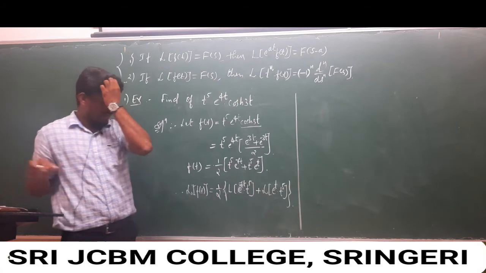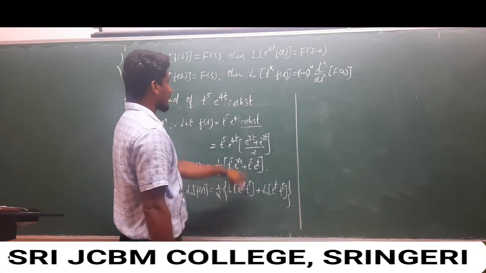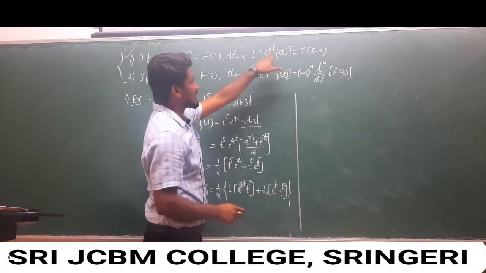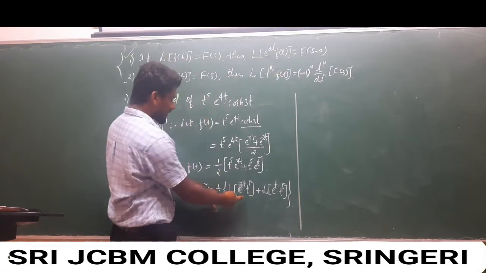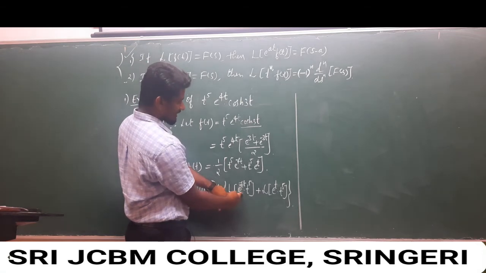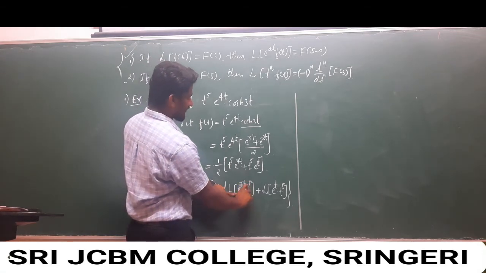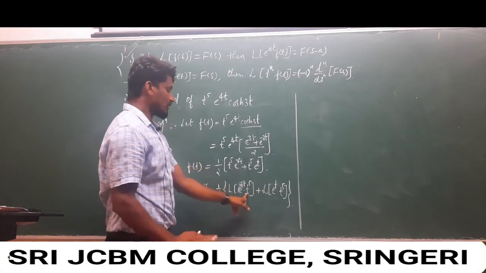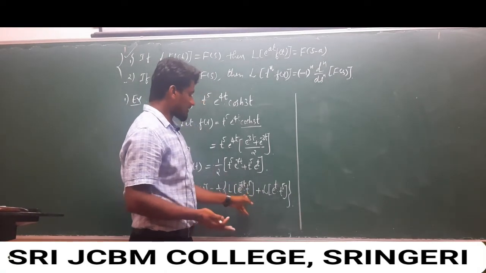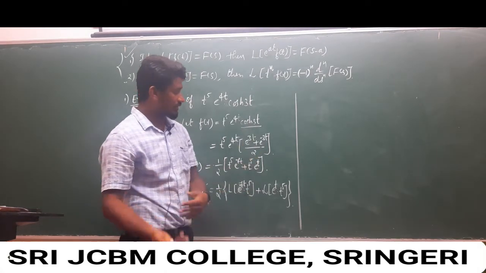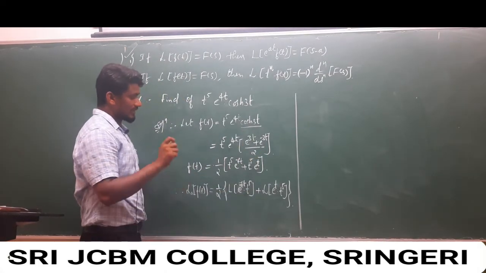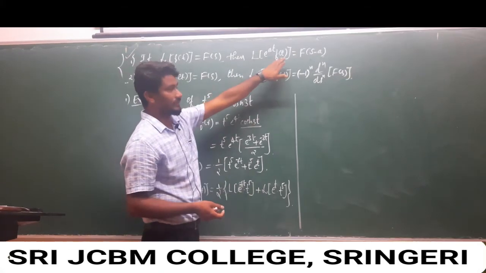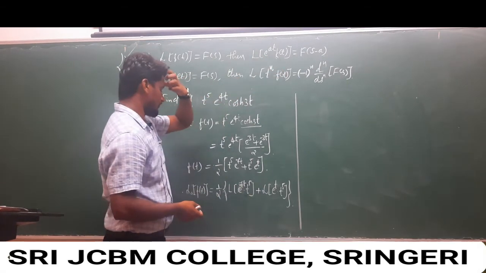Now look at this one. It looks like the first property, when a function f(t) is multiplied with e^(at). Here also the exponential form is there and t^5 is there. We already know that for t^n, the Laplace transform is n factorial over s^(n+1). So apply that, and after that we have to apply the first shifting property.